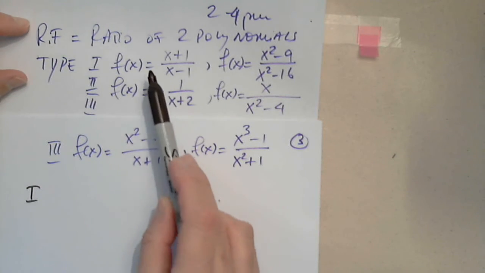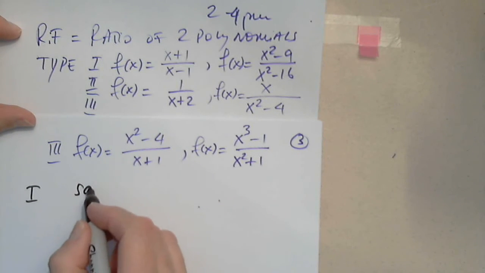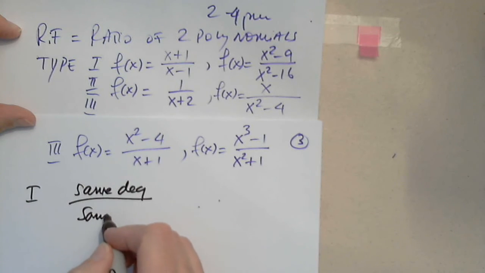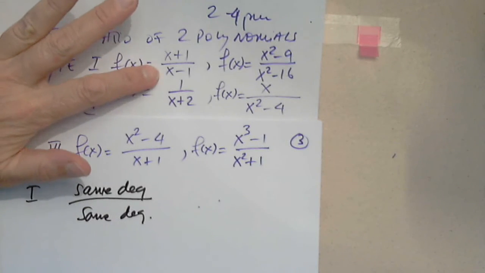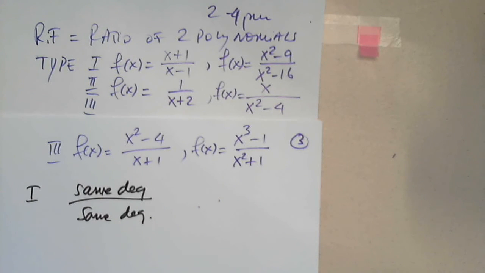So the category is, all these functions in type 1 have the same degree over the same degree. So all rational functions that have degree 1 over 1, 2 over 2, 3 over 3, 4 over 4, same degree over same degree, are of category type 1.